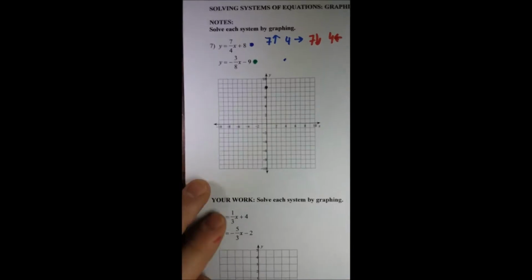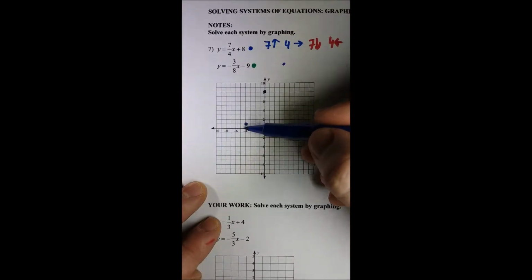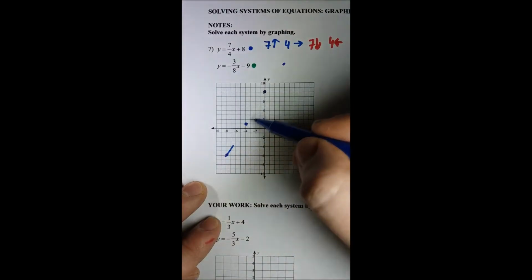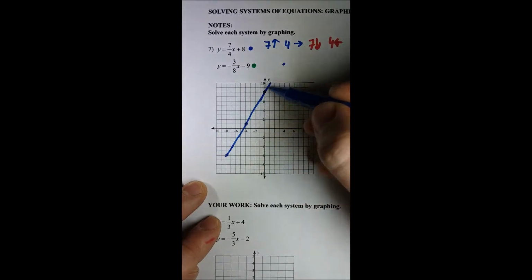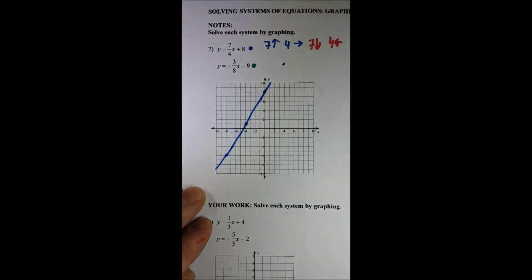Okay, so we're going to go from this point, we're going to go 1, 2, 3, 4, 5, 6, 7, 4 to the left, 1, 2, 3, 4. This is my next point. 7 down, 4 to the left. There you go. Those are my 3 points, and I need to connect them with a straight line and make sure my line extends past those points. This is my first equation. I marked it with the blue.